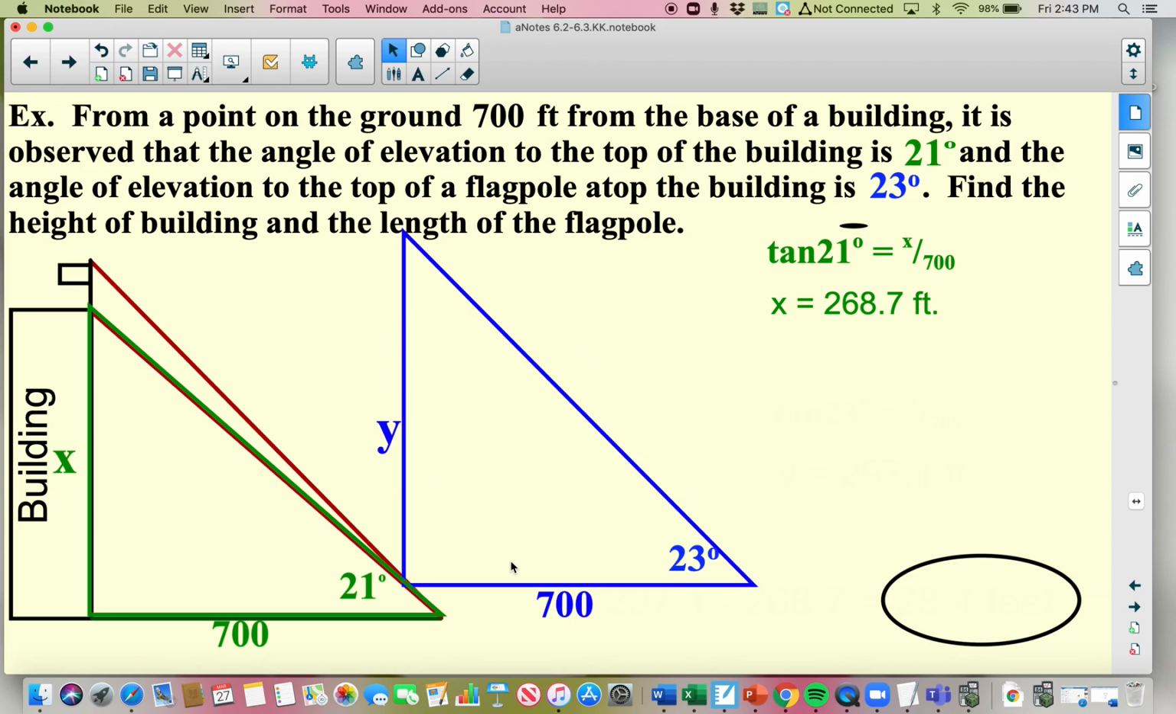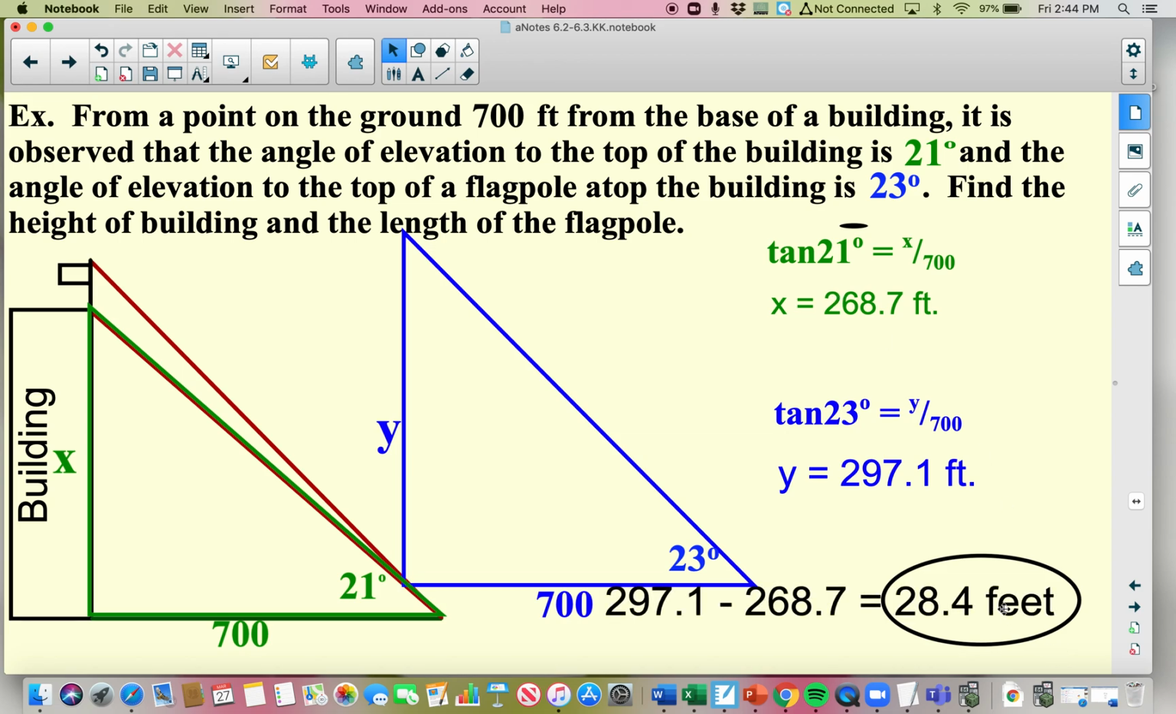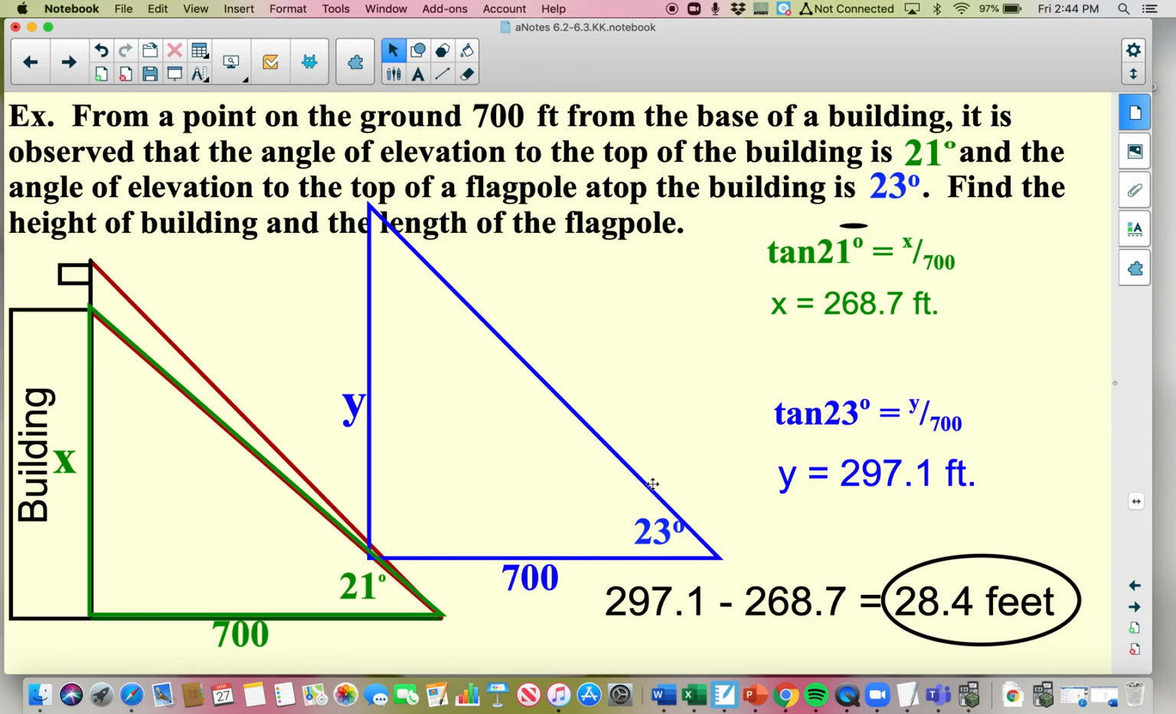Then if I do the same thing with my blue triangle, that's going to find Y. I can just set up a tangent ratio again. Tangent of 23 is opposite Y over adjacent 700, and then multiply the 700 over, and I got 297.1 feet. Now that is the distance of the building and the flagpole. So if I take my blue minus my green, that's going to give me the height of the flagpole. I didn't circle this, sorry, but the green is the height of the building, and this circled answer is the height of your flagpole.